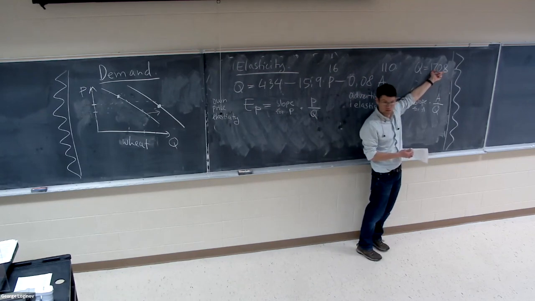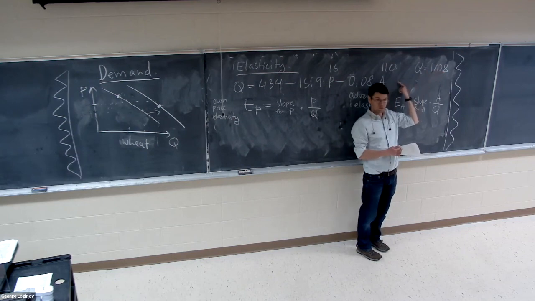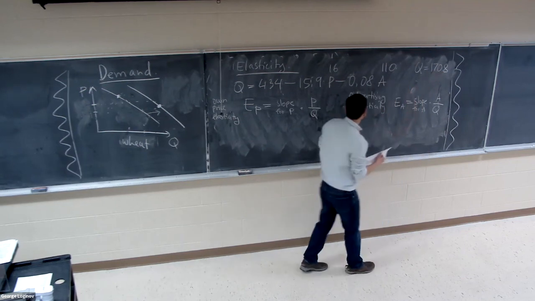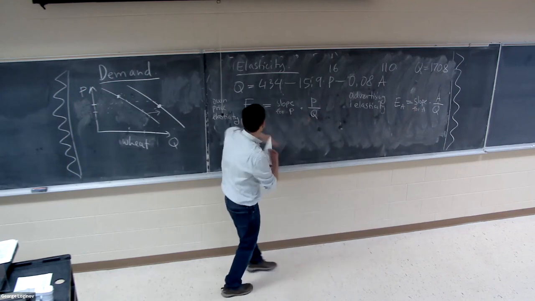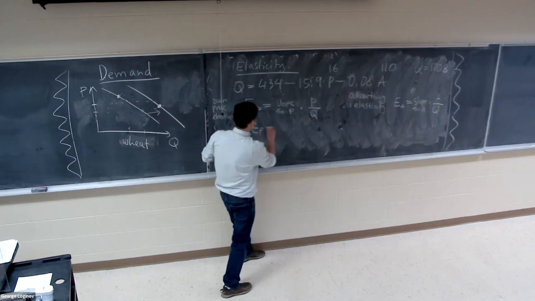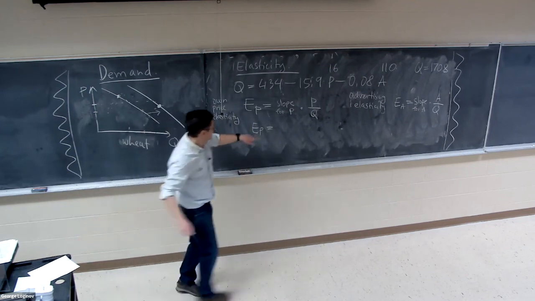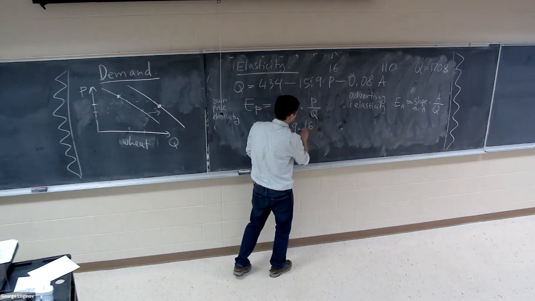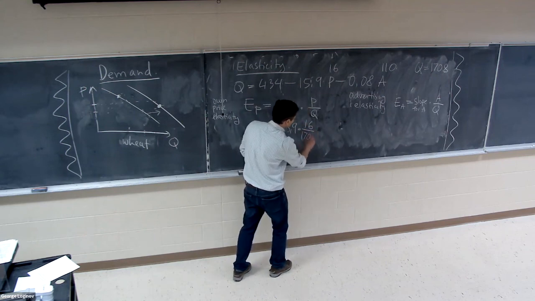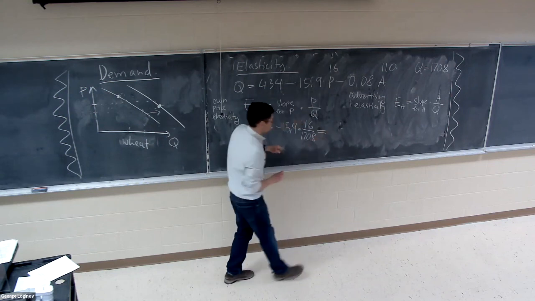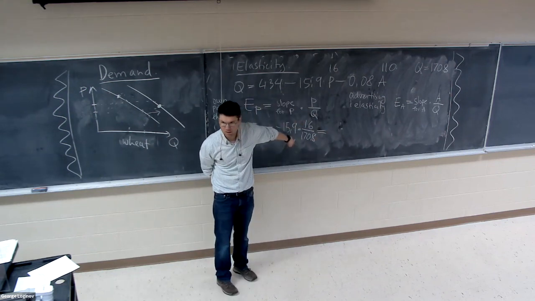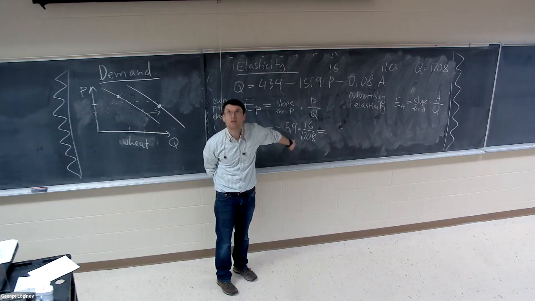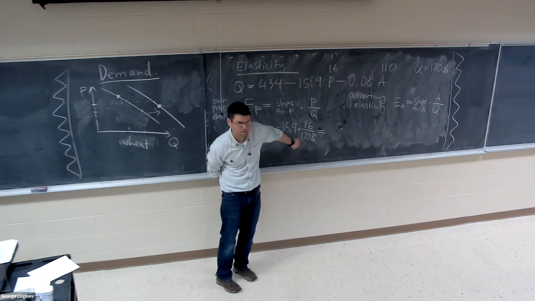Now let's plug the numbers into this equation as well. What is own price elasticity of demand? It's going to be negative 15.9 times the price of 16, divided by the quantity of 170.8. And that equals, go ahead and calculate that number. It has to be roughly 1.49.